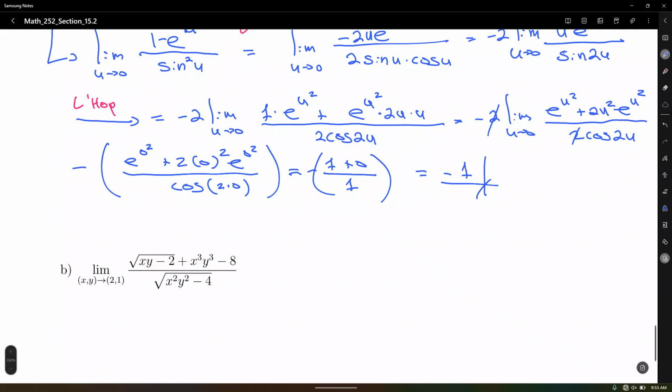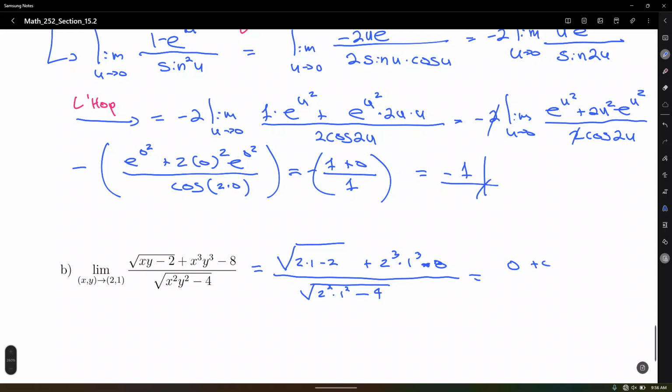All right? Because what happens if you do the direct substitution? So that's the square root of 2 times 1 minus 2 plus 2 cubed times 1 cubed minus 8, over the square root of 2 squared times 1 squared minus 4. Okay, in the numerator, 2 times 1, which is 2. 2 minus 2 equals 0. That's the square root of 0, which is 0. 2 cubed times 1 cubed, which is 8, minus 8. Isn't that going to be another 0?